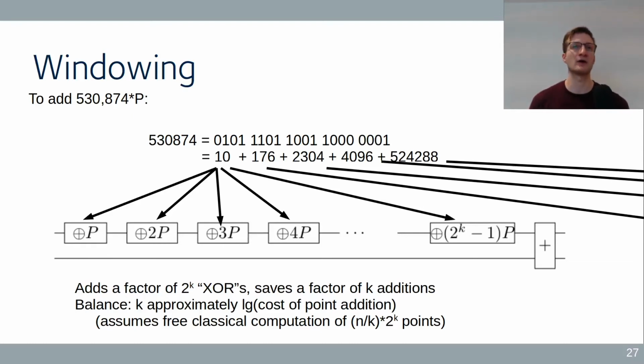And so we have to pay a cost of an extra 2 to the k XORs, but we save k additions. Now because addition is so expensive, this actually works out quite well. We balance this at approximately having k as the log of the cost of point addition. The other thing to notice is that pre-computing all these points is done classically, but we assume this is free. Any adversary we imagine who has this big quantum computer surely has enough computation to compute, say, 2 to the 20 elliptic curve point additions.